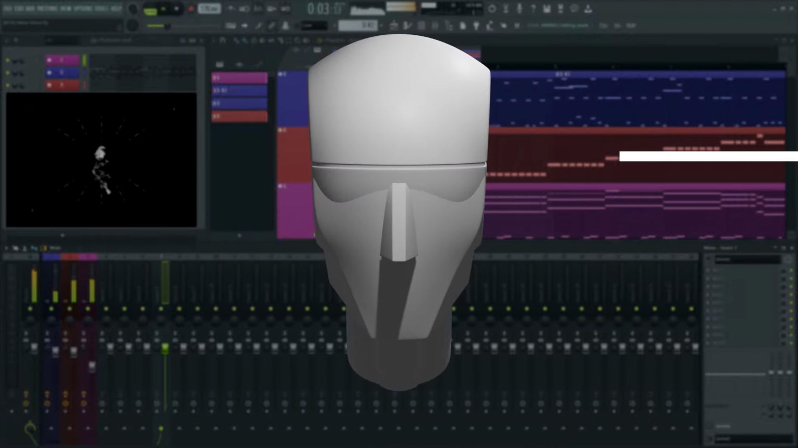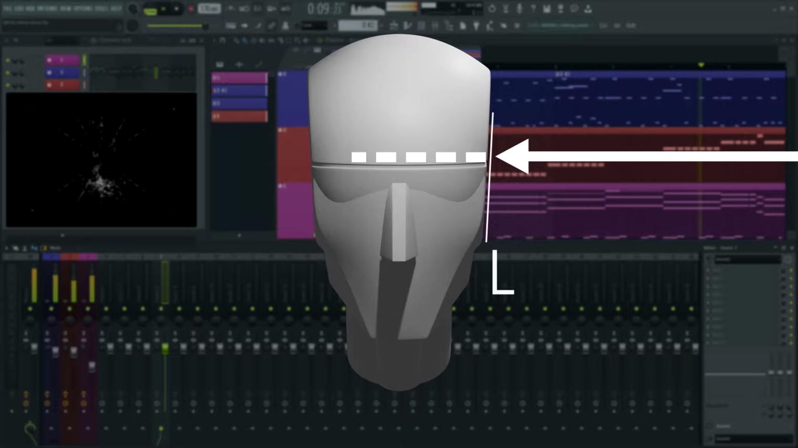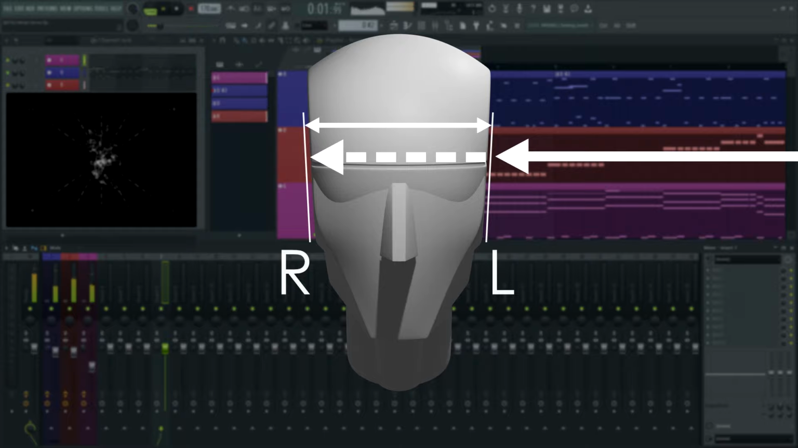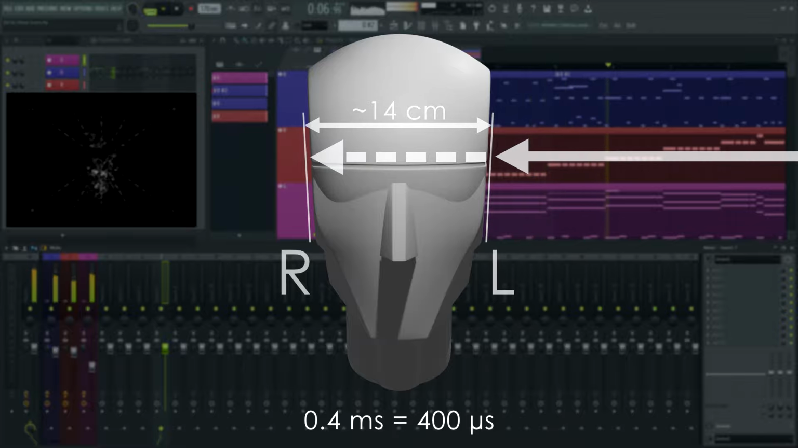If we assume a sound is 100% directional and going into the left ear at a 90-degree angle to the ear and travels straight through your head, which low frequencies actually do, as the average distance between human eardrums is roughly 14 centimeters, we arrive at the real-world maximum average time between hitting the left ear and the right ear of roughly 0.4 milliseconds or 400 microseconds. Not a lot of time.